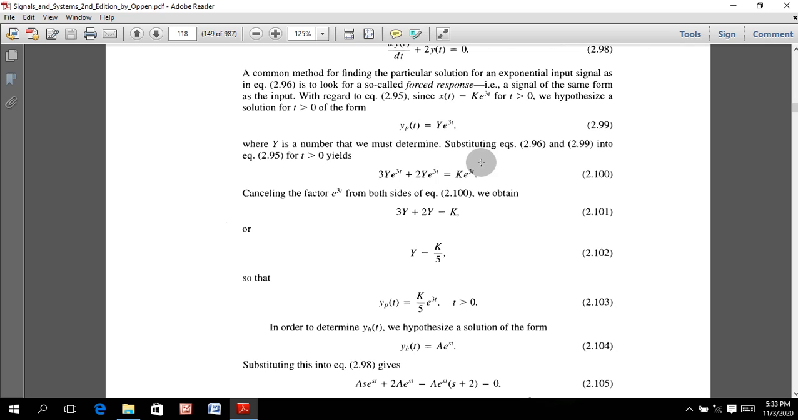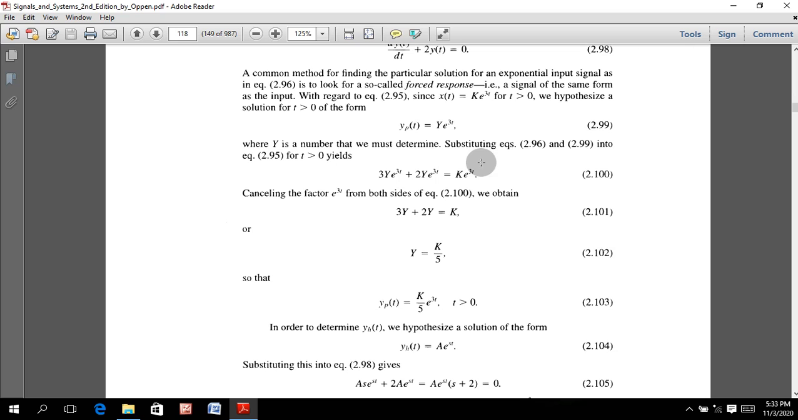For the solution, there are two steps that we have taken here. First we derived the particular solution. How? We took the value of the input signal in the particular solution, where we assumed that the value of the input signal for t greater than 0 will be k times e to the power 3t. We put that value in the first order derivative, and we found Y equal to k by 5, a constant. Now we put that value, so we get the particular solution as k by 5 times e to the power 3t.